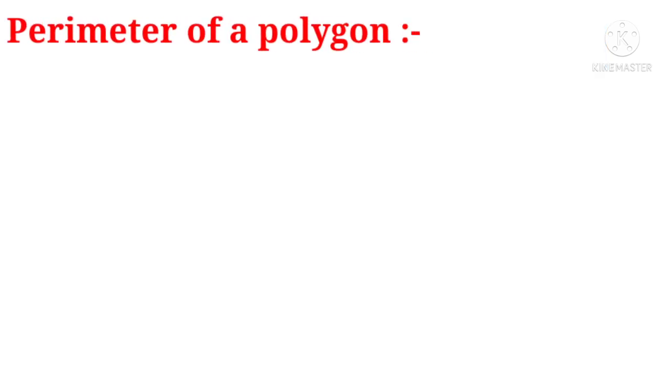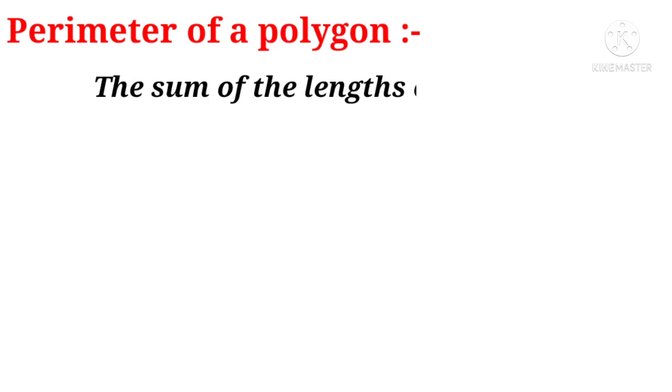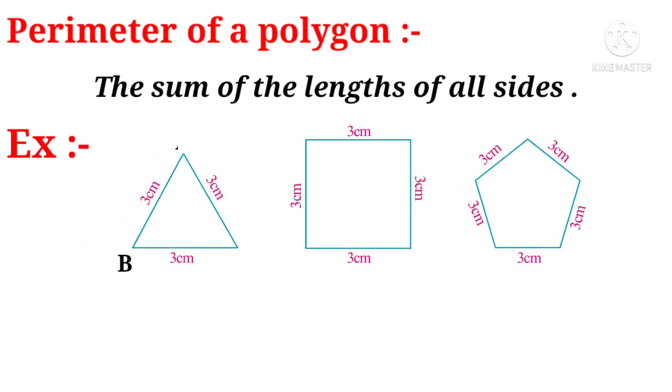So here let us take the perimeter of a polygon. It is the sum of all the lengths of all sides. Example, let us take a triangle ABC. Then its perimeter is nothing but AB plus BC plus CA. Here all sides are equal. 3 plus 3 plus 3, that is 9 centimeters.